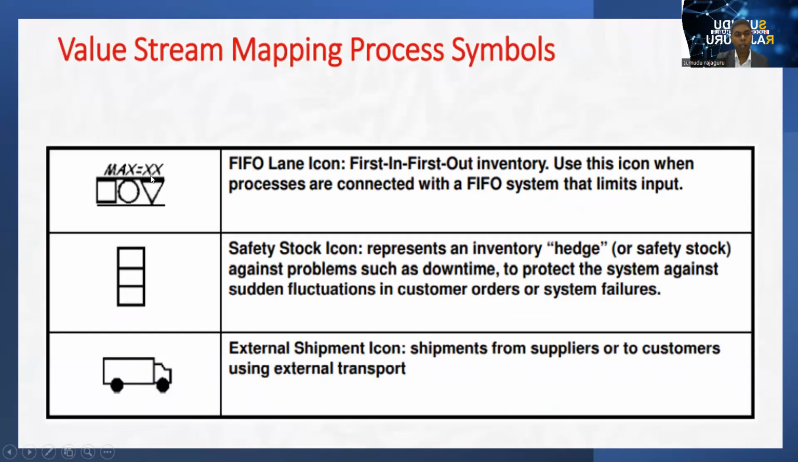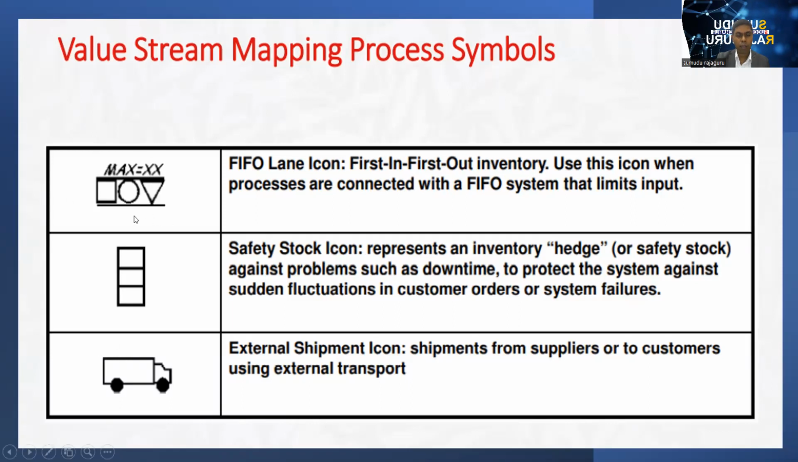This is called the first in, first out lane icon. If you want to show anywhere that whatever material came in first needs to go out first, then we have to draw this icon. Then everyone knows that the process happens first in, first out.